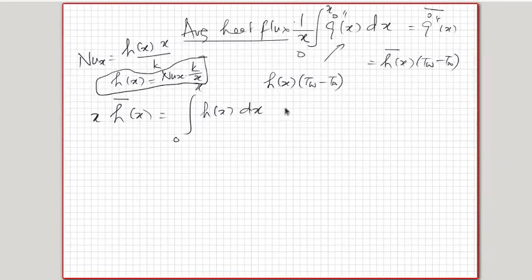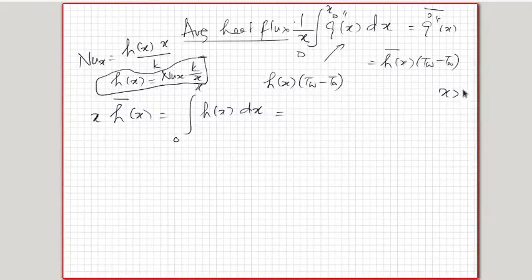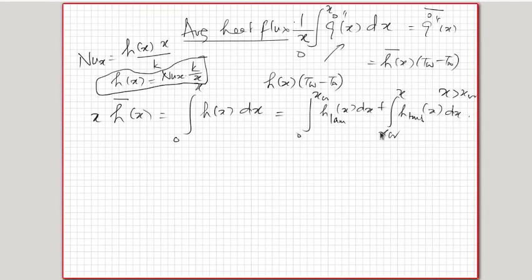This is your expression. So this, if I write it for x greater than x critical, then this will become integral from 0 to x critical of h laminar of x dx plus integral from x critical to x of h turbulent of x. So this is how the integration gets performed.